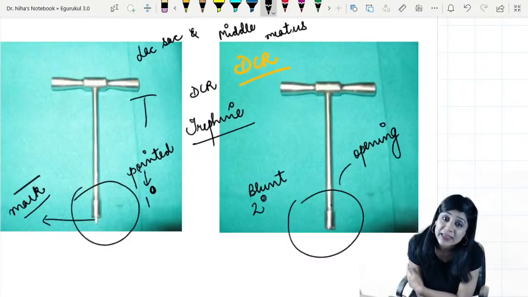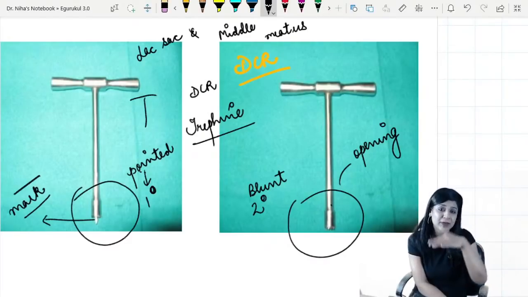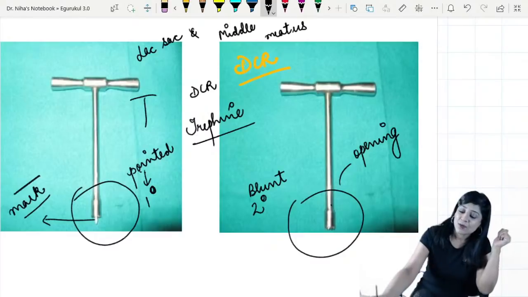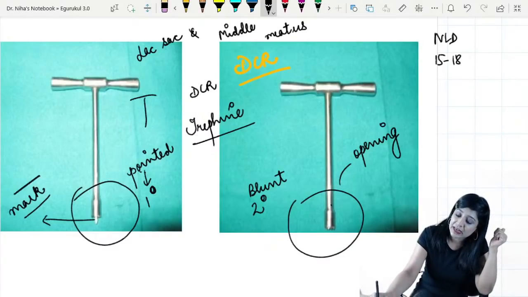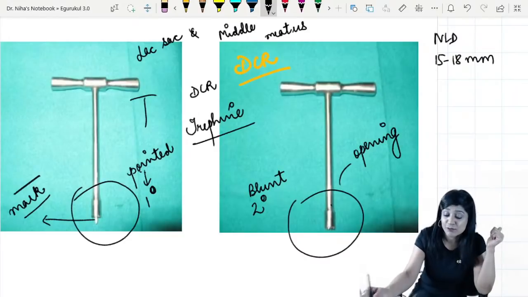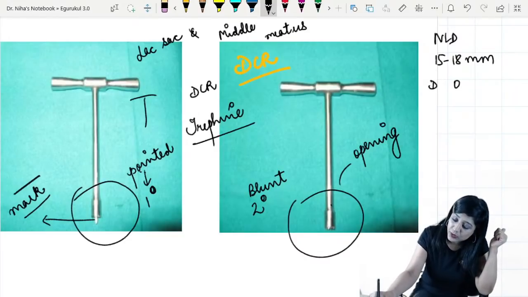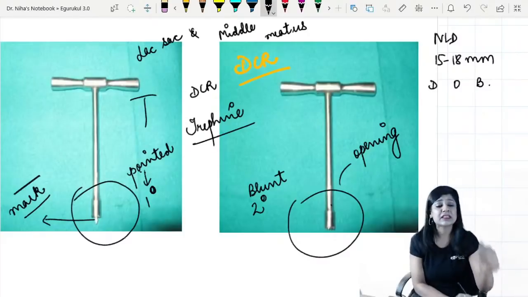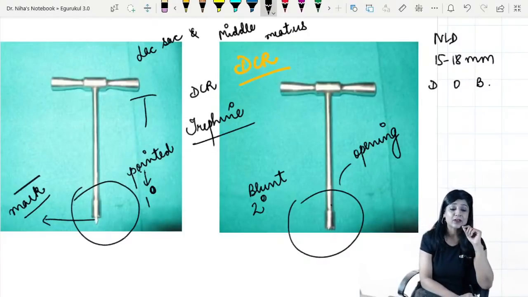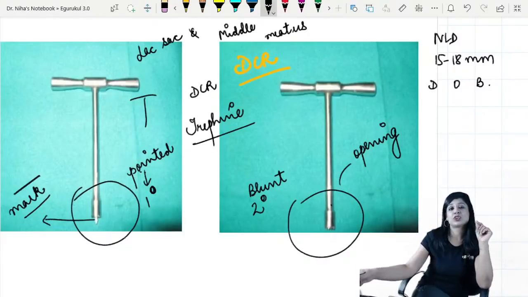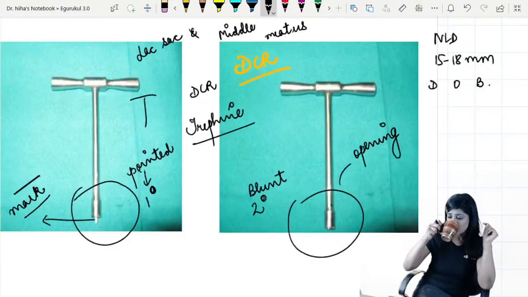What is the normal lacrimal apparatus like? It is opening in the inferior meatus. What is the length of the NLD? It is 15 to 18 mm. What is the direction of NLD? Downward, outward and backward. These are again the common questions that could be asked in relation to the DCR.